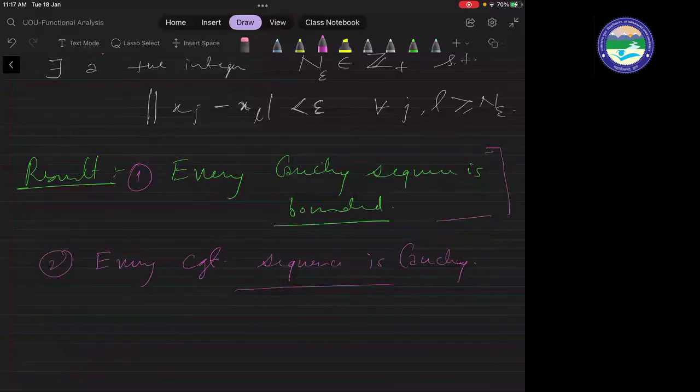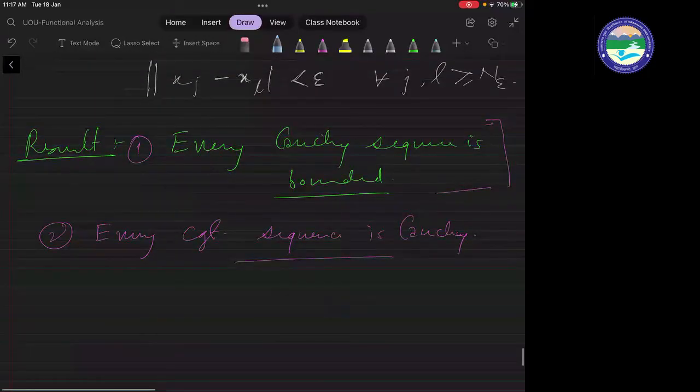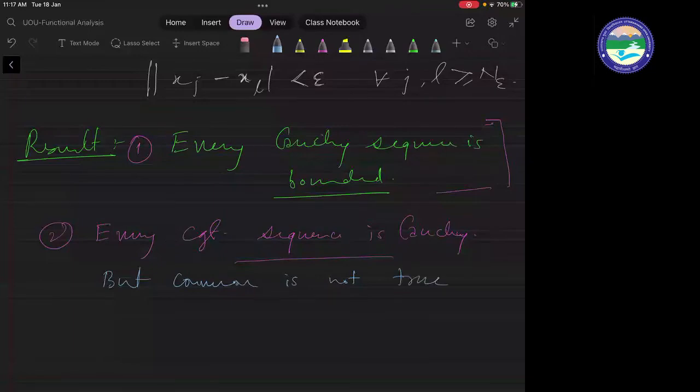So you must have seen the following also. Every convergent sequence is Cauchy, but the converse is not true. Can anyone tell me why?